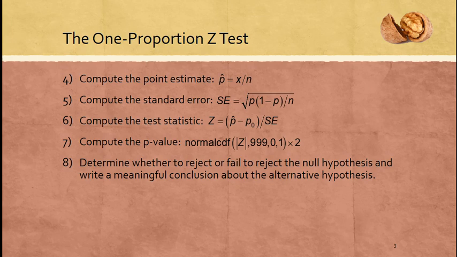With our calculators, we would use the normal CDF command, where you can take the absolute value of that test statistic to 999.01 and then times 2. If the p-value is more than 0.05, then we would fail to reject the null hypothesis, and that there's not enough evidence to go with the alternative. If the p-value is less than 0.05, we would reject. And we would reject because there's enough evidence to say that the null hypothesis is not likely to be true.